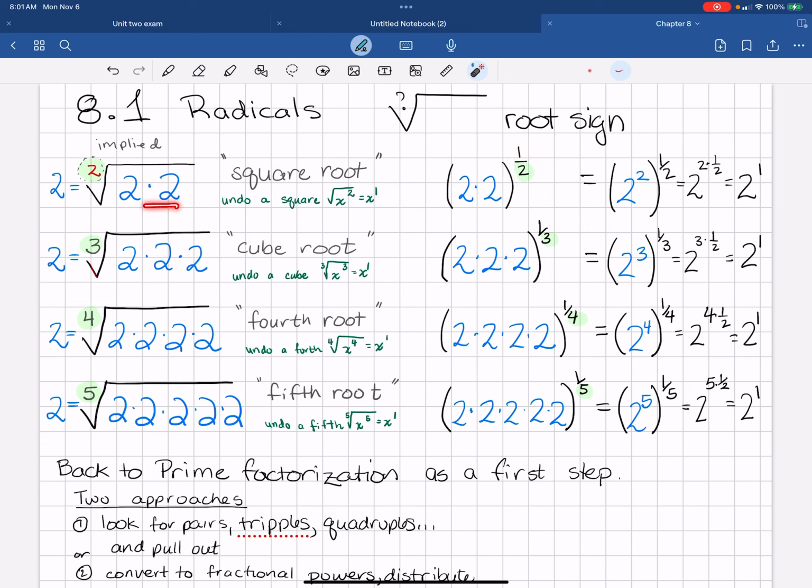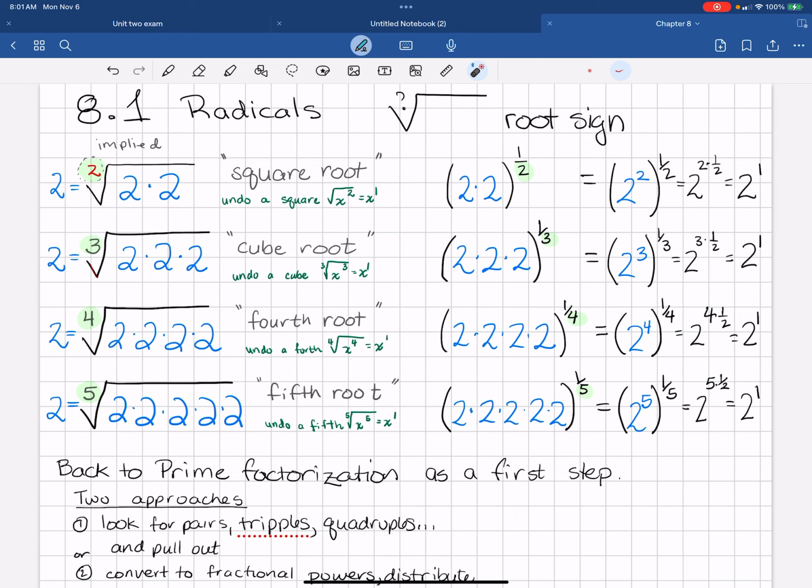So inside we have 2 times 2. 2 times 2 happens to be 2 to the 2nd power. And if we look at this, 2 to the 2nd power to the 1/2, well, we know we multiply exponents, so this becomes 2 to the 2 times 1/2, and that just equals 2 to the 1. So in essence, this 1/2 undoes the raising of the power 2.